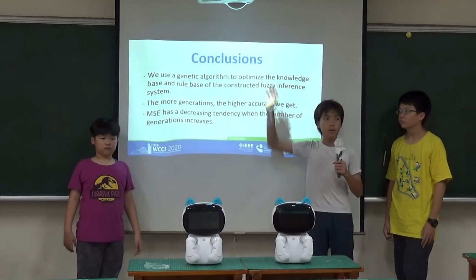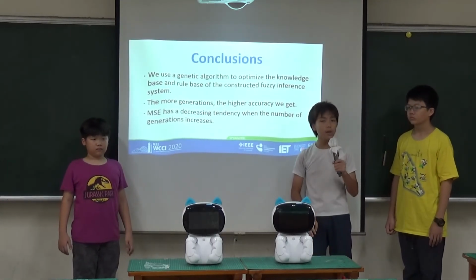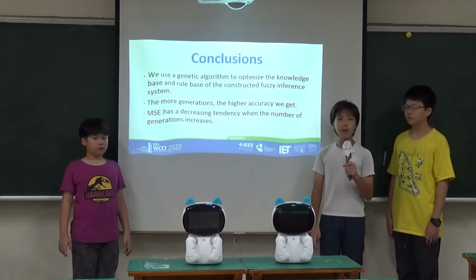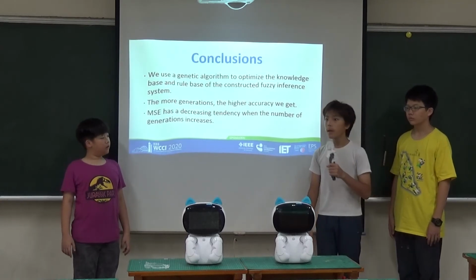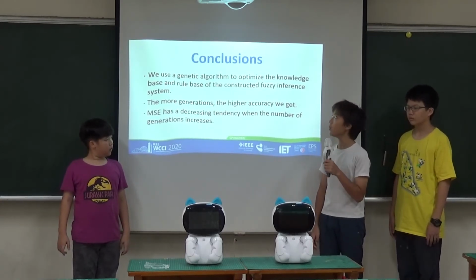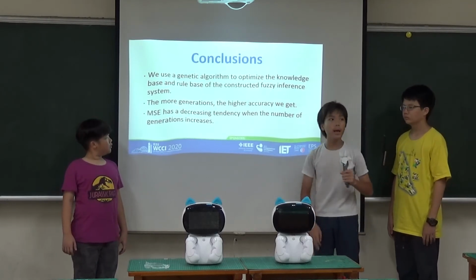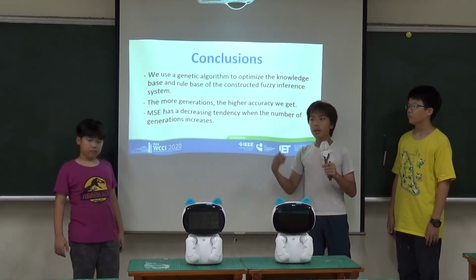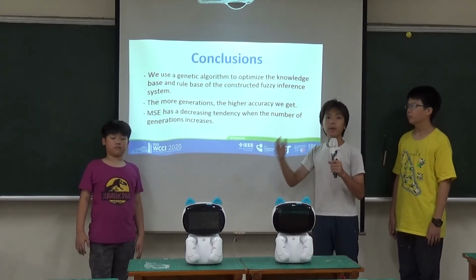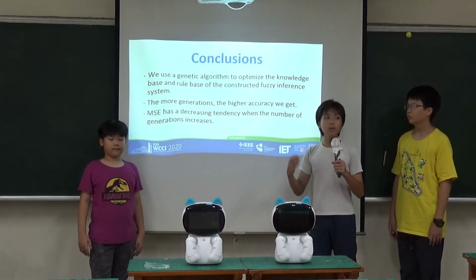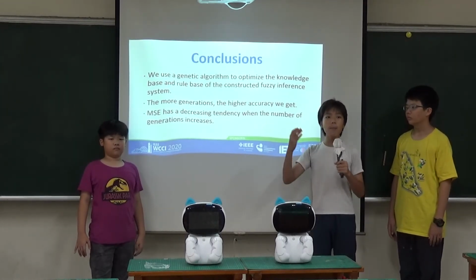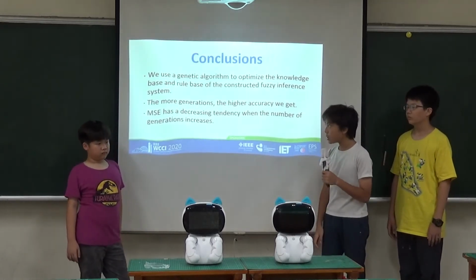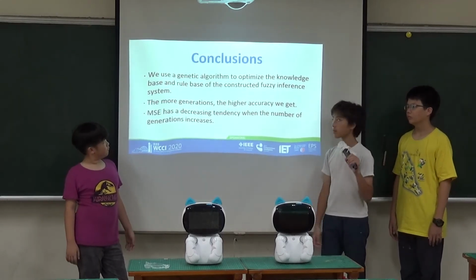Here are our conclusions. There are actually two kinds of algorithms that you can use for fuzzy markup language. The first is genetic algorithm, the second is PSO algorithm. In this case, we use genetic algorithm to optimize the knowledge base and rule base and construct our fuzzy inference. We also found out that the more generations that we generate, the higher accuracy we get. We also find that the MSE, or mean square error, decreases when we increase the generations that we generate.